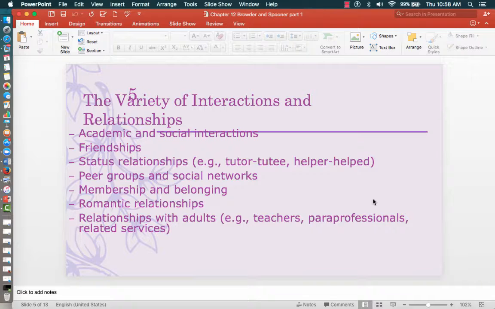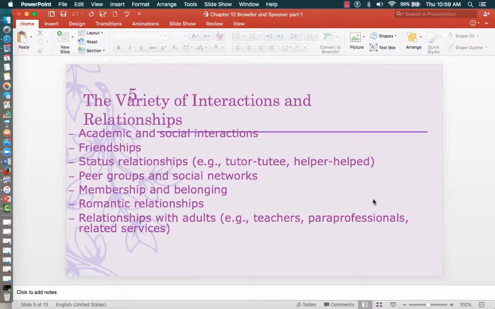Status relationships. Some kids are used as tutors, so you might have a tutor and a tutee, or person being tutored, relationship. But you also might look at those status relationships as ranging from popularity to athletics. There are different ways of looking at status.